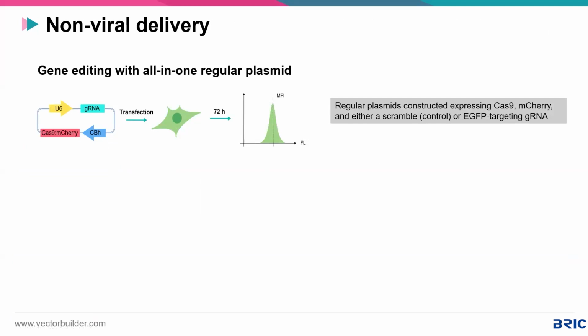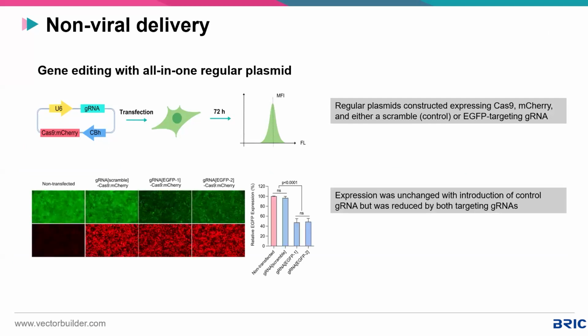After 72 hours, when we check, you can see all the cells are transfected. In the controls, non-transfected and scrambled guide RNA, the level of expression of GFP is pretty high. But in both guide RNA transfected vectors, guide RNA1 and guide RNA2, the GFP expression is pretty low because the guide RNA is targeting the GFP here.